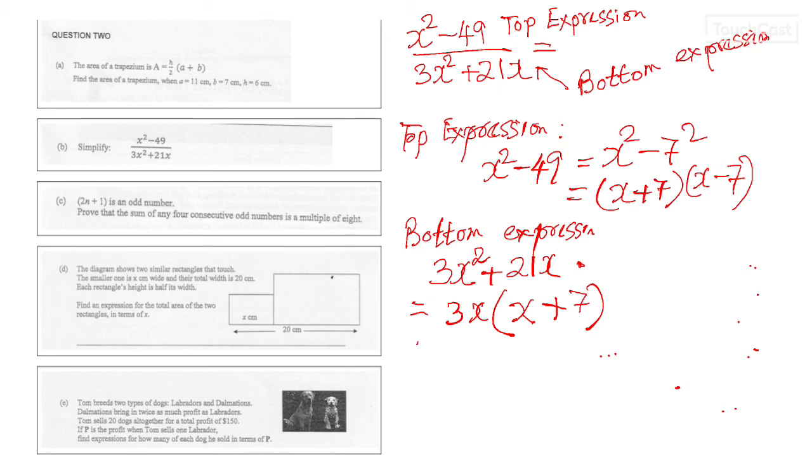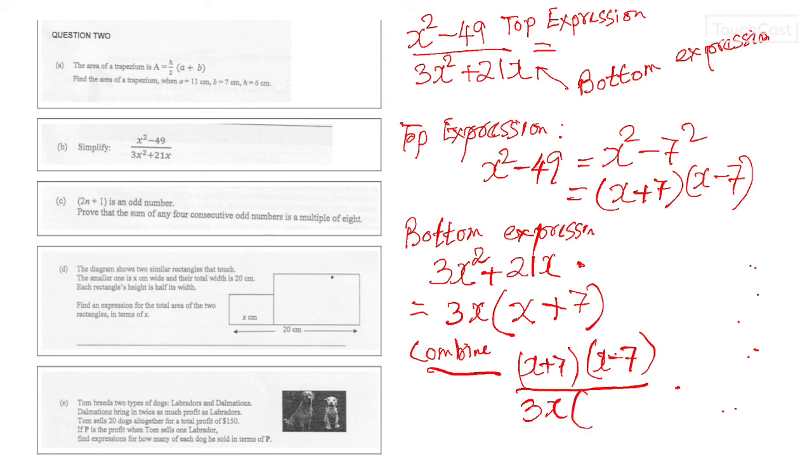Now I'm going to combine both, right? And that will be x plus 7 times x minus 7 over 3x times x plus 7. Now do you see exactly the same factor at the bottom and the top expression? Yes. So these two cancel out.